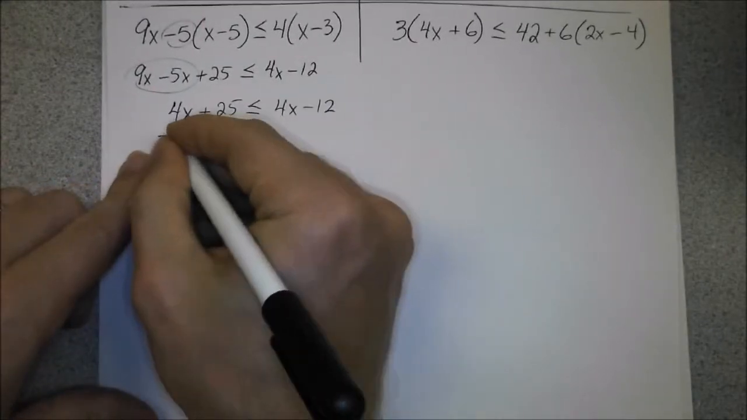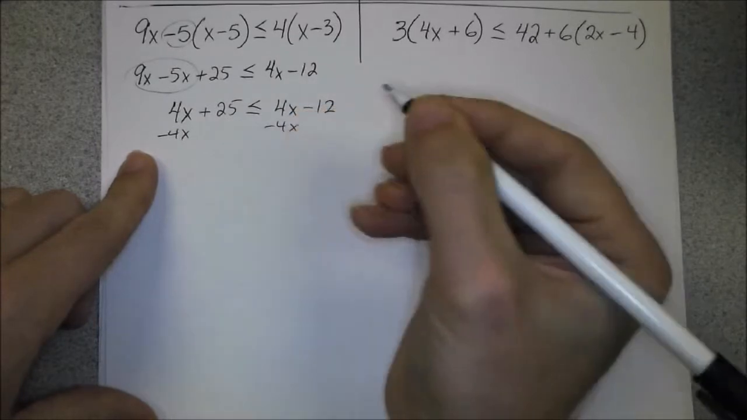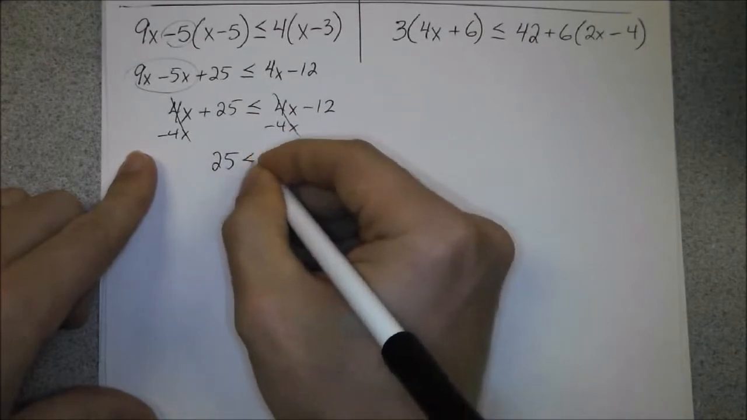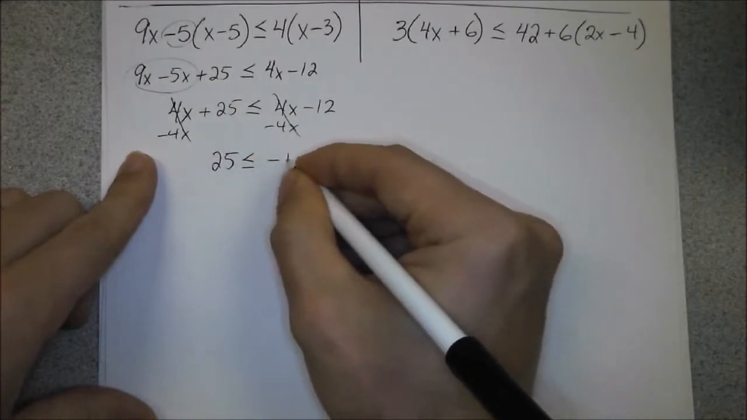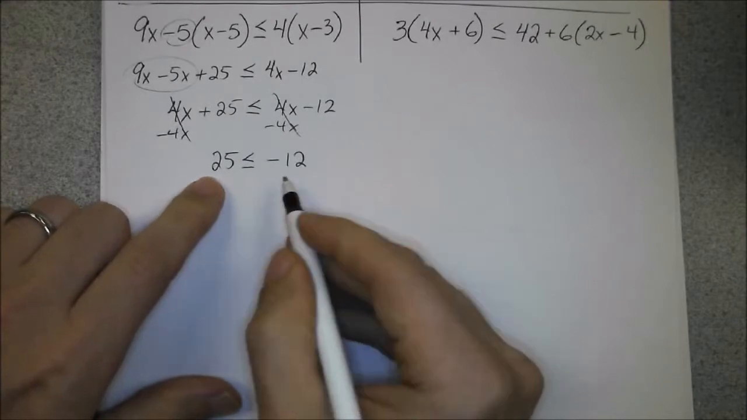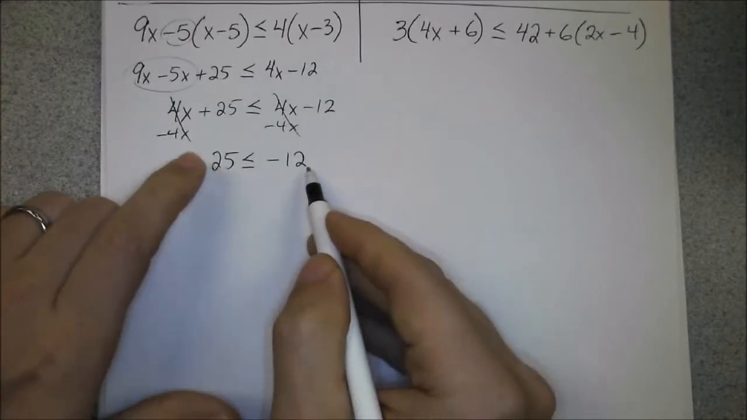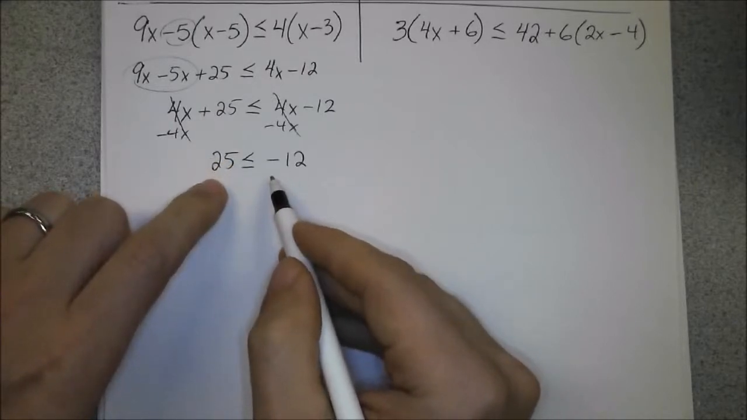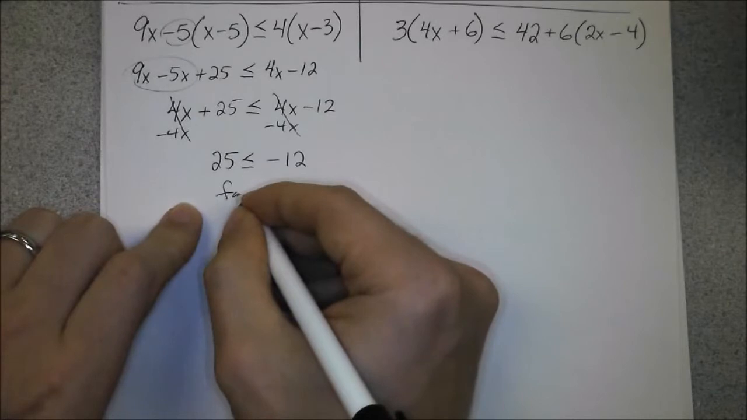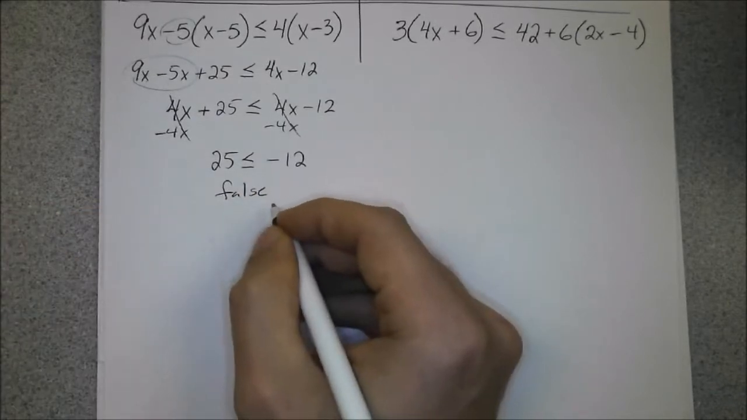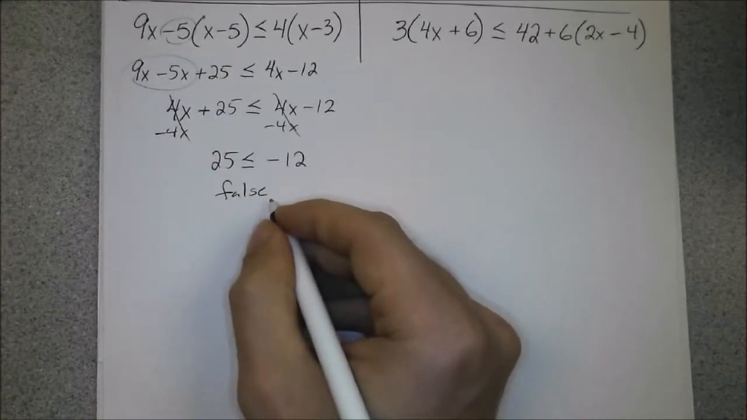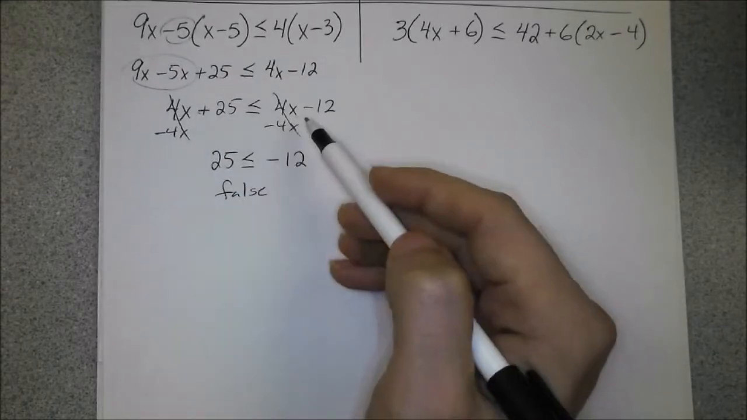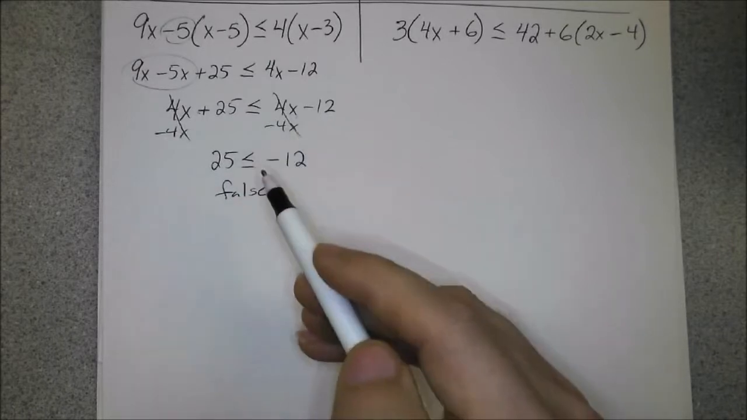So if I subtract 4x from both sides, look what happens. I end up with positive 25 less than or equal to negative 12. Does this make any sense? Is 25 less than negative 12? No. Is it equal to negative 12? No. So what that means, this right here is a false statement. It's false. So since it's false, that means there's no solution. There's no number that you can put in for x that makes this true. Okay? Very important you know that.